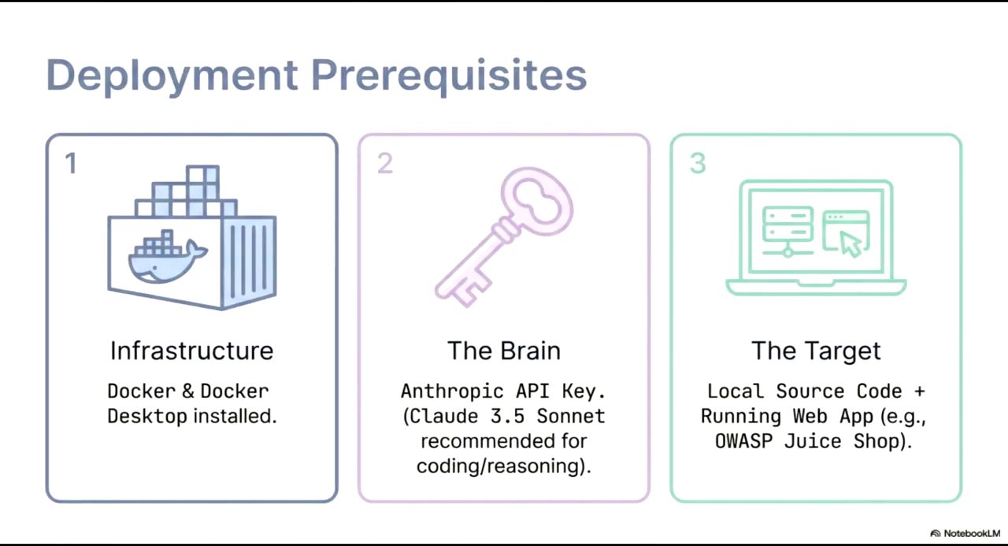To ensure a smooth deployment, there are 3 essential prerequisites we must address. First, in terms of infrastructure, Docker and Docker Desktop must be installed to manage our containerized environment. Second, for the logical engine, referred to here as the brain, you will need an Anthropic API key. We specifically recommend using Claude 3.5 Sonnet for its superior performance in coding and complex reasoning tasks. Finally, you must establish the target, which consists of your local source code and a live, running web application, such as the OWASP Juice Shop, to serve as the subject of the deployment process.